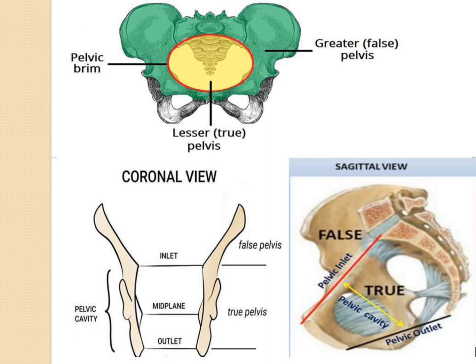In superior view, red line shows the pelvic brim, green color shows greater pelvis or false pelvis, and yellow color shows lesser pelvis or true pelvis.